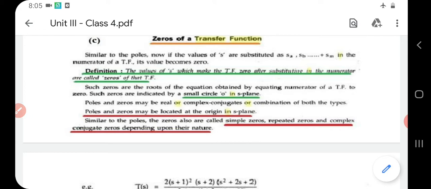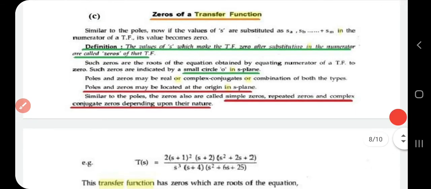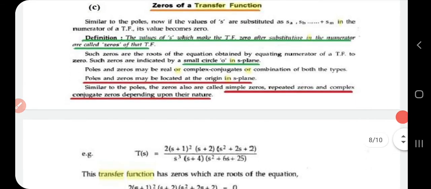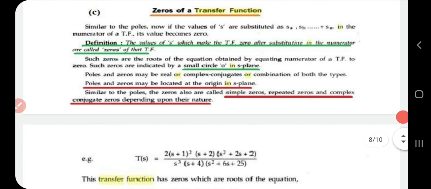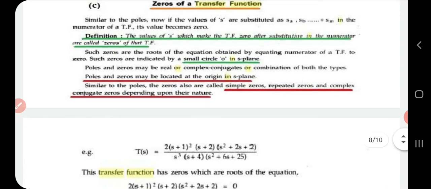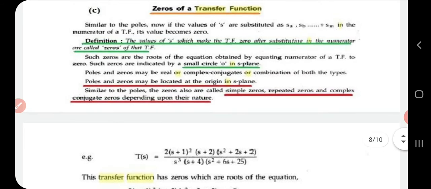So you have understood zeros and poles. Zeros are indicated by a small circle in the s-plane, whereas poles are represented by a small cross in the s-plane. Similar to the poles, there are also simple zeros, repeated zeros, and complex conjugate zeros, depending upon their nature.